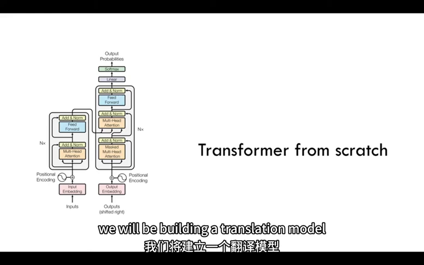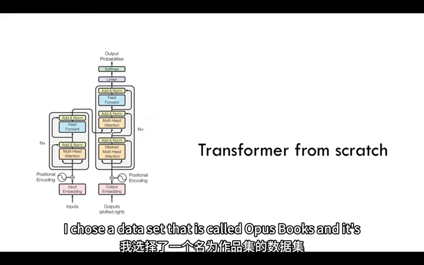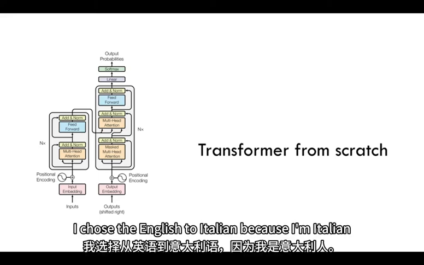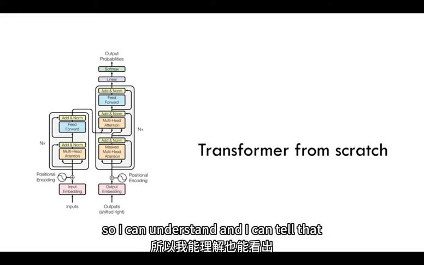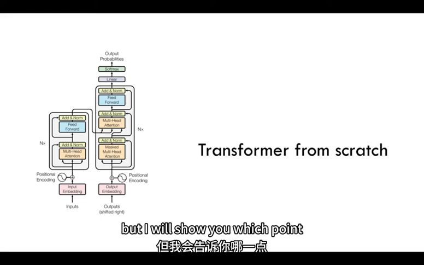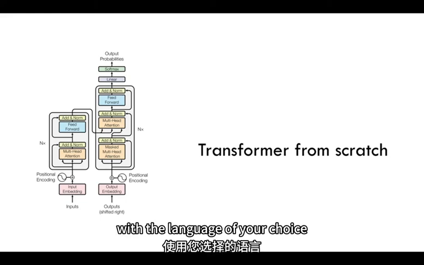We will be building a translation model, which means that our model will be able to translate from one language to another. I chose a dataset that is called Opus Books, and it's sentences taken from famous books. I chose the English to Italian because I'm Italian, so I can understand and I can tell if the translation is good or not. But I will show you at which point you can change the language so you can test the same model with the language of your choice.